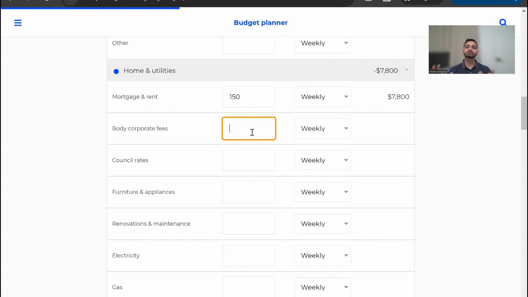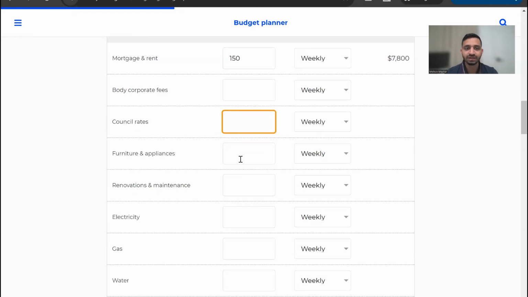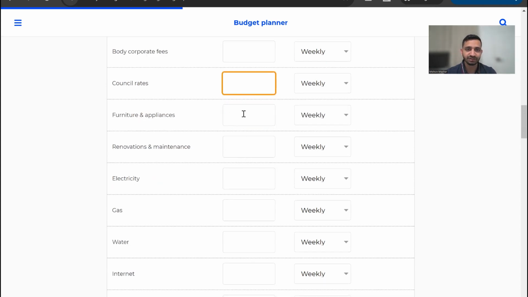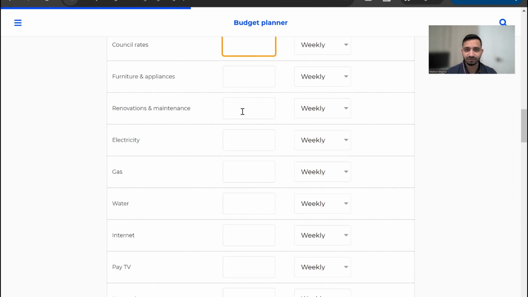Body corporate applies to the person who owns a property. Normally it's for flats, apartments, units. So let's say you don't own any property, so that doesn't apply to you. Council rates wouldn't apply to you as well. Same story, that you will have to have a flat or a unit. Furniture and appliances, let's say you don't pay, you have a fully furnished apartment or unit, or a house where you're renting, and you don't really need to worry about that. The renovation and maintenance are taken care of by your landlord as well.